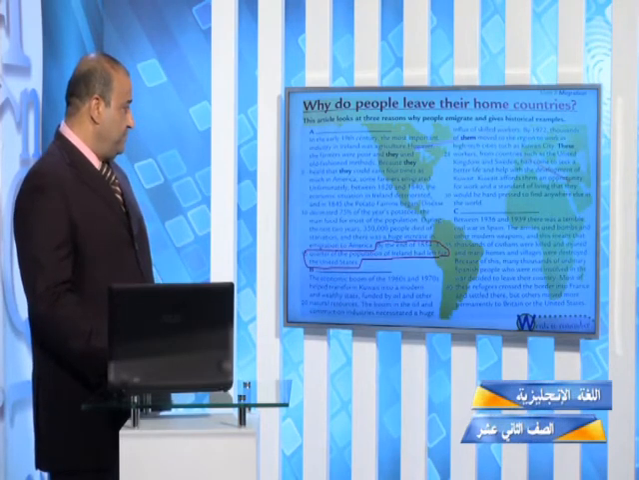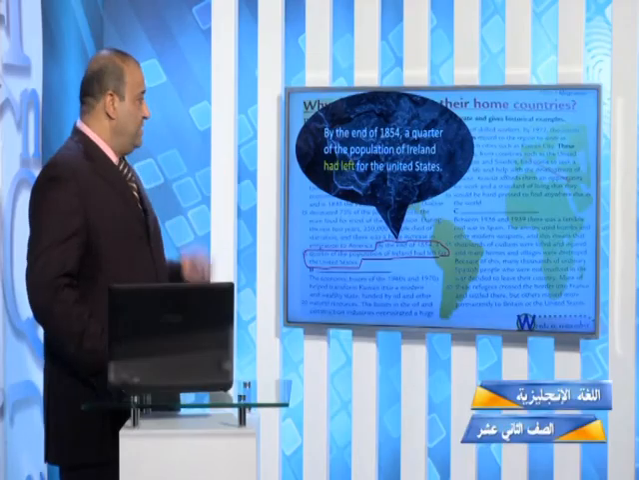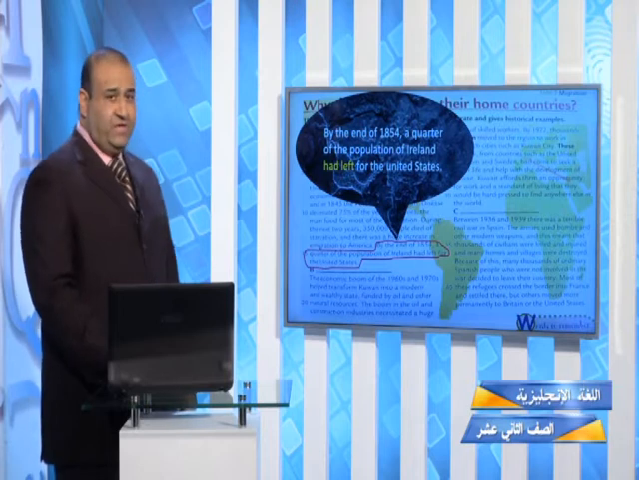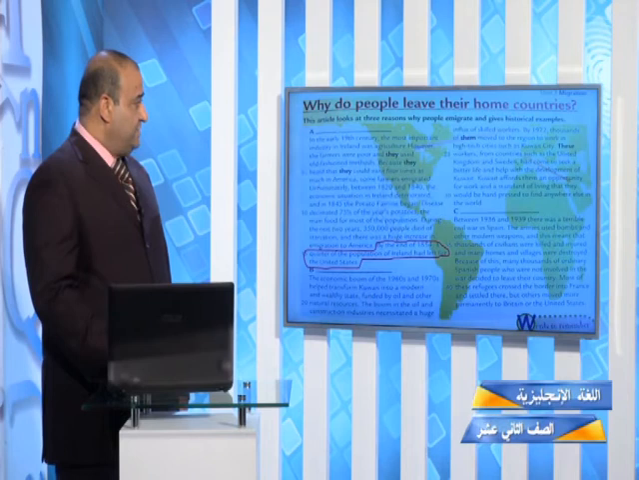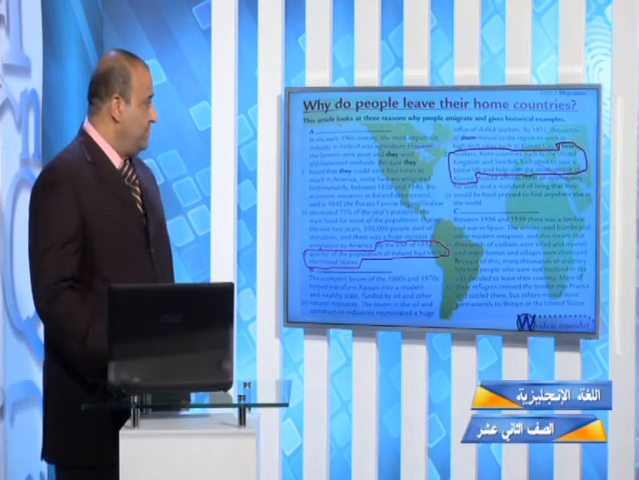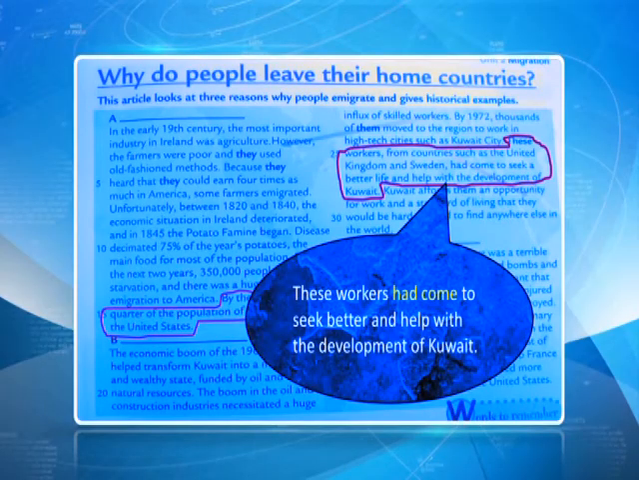Focus here. It's the same sentence here. It's just for you to be clearer. By the end of 1854, a quarter of the population of Ireland had left for the United States. So you notice the difference between simple past and this form. Had plus the verb, verbal, left. There's another example here in this paragraph, which is this one. These workers had come to seek better and help with the development of Kuwait.